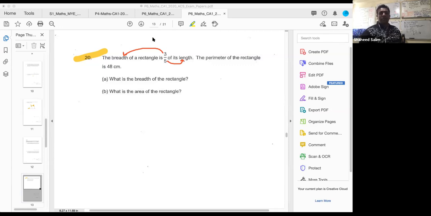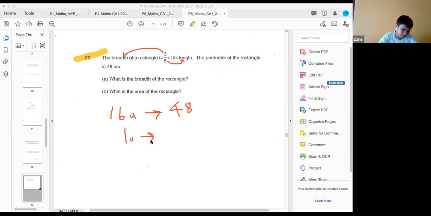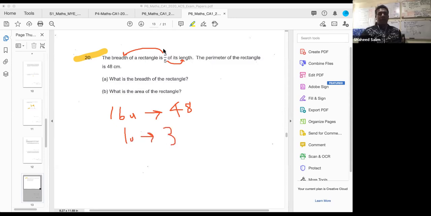Okay, so down here is 3 units for breadth. There's 2, 3 units, so 6. So altogether, you know how to do lah. 16 units is equals to 48. 1 unit, 48 divided by 16. Now what do you get? 3. So 1 unit is 3. So you can find the breadth. Breadth is 3 units. 3 times 3, 9. Breadth is 9. Okay, then the area, you find 5 times 3, 15. So 15, so you can find that.